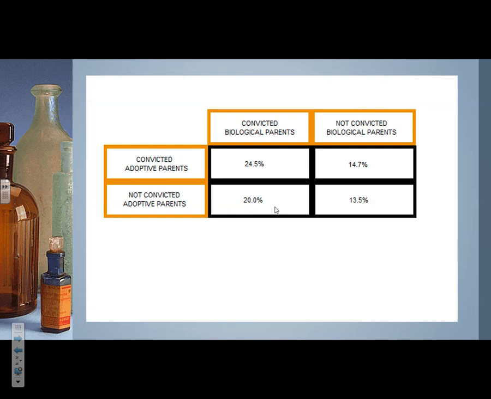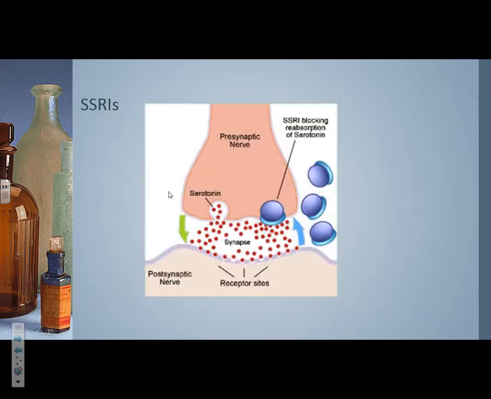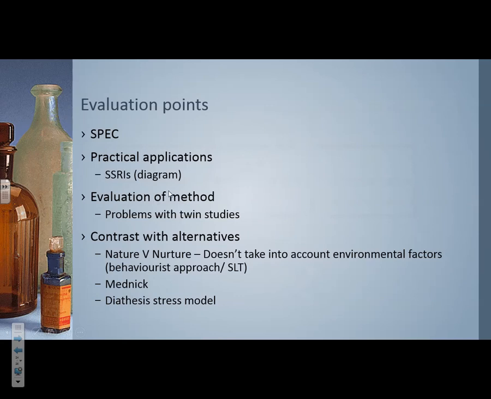So clearly this shows that nature and nurture, both together, make you more vulnerable to criminal behaviour. However, of the two, the most significant factor is biological parents, not nurture. So Mednick supports that. That's an alternative one that you could use that I think is quite an interesting one. We don't want to look at SSRIs, we've already looked at those.